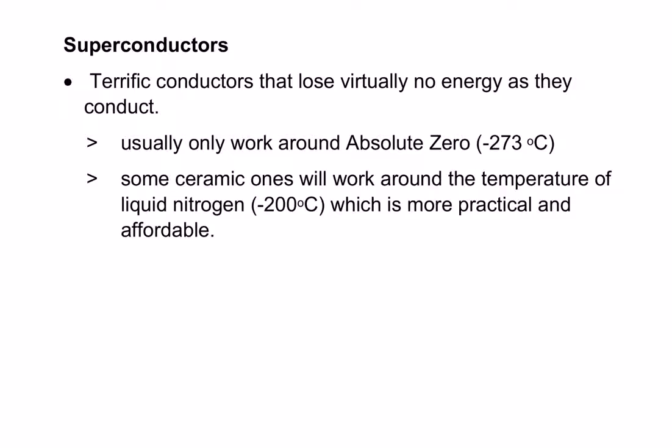The negatives to superconductors is they typically only work when it's super cold, near absolute zero, which would be 0 degrees Kelvin or minus 273 Celsius. Recently, though, they're starting to make ceramic superconductors, made out of sort of ceramic tile type material, and they work well in about the minus 200 range, which is about the temperature of liquid nitrogen, which is way more practical and more affordable.